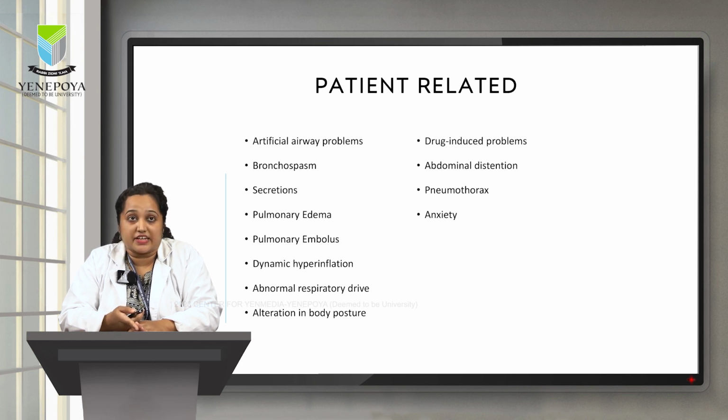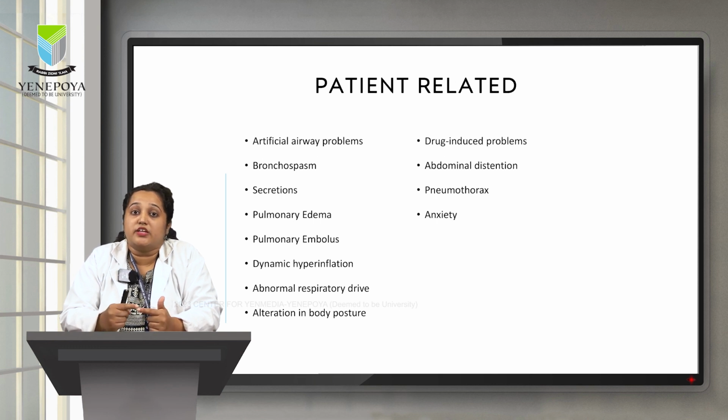Then there are secretions that are obstructing the airway, pulmonary edema, pulmonary embolus, dynamic hyperinflation, and abnormal respiratory drive. This is when you see that the patient is fighting with the ventilator. Then there is alteration in body posture. Ideally, we are supposed to make the patient lie at a 45-degree angle when on mechanical ventilation. But if the patient is not in a proper body posture, there might be kinking of the tube or kinking of the circuit that is connected, or even disconnection. So, we have to look into these problems.